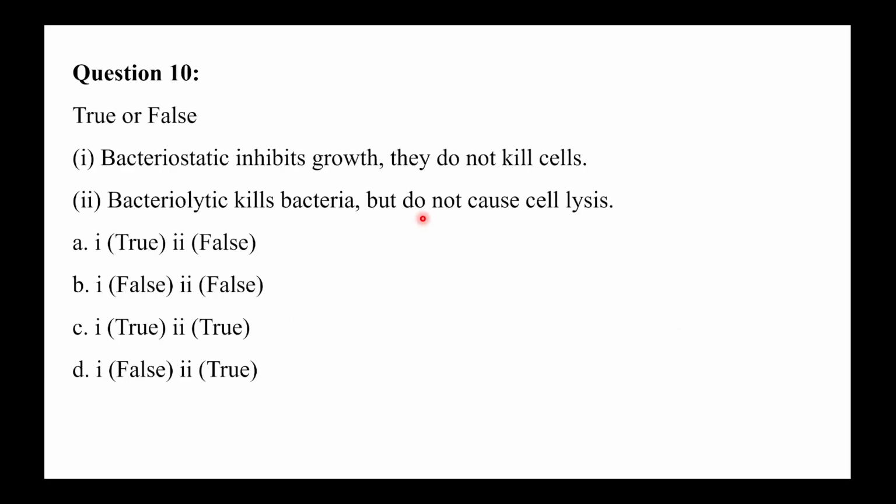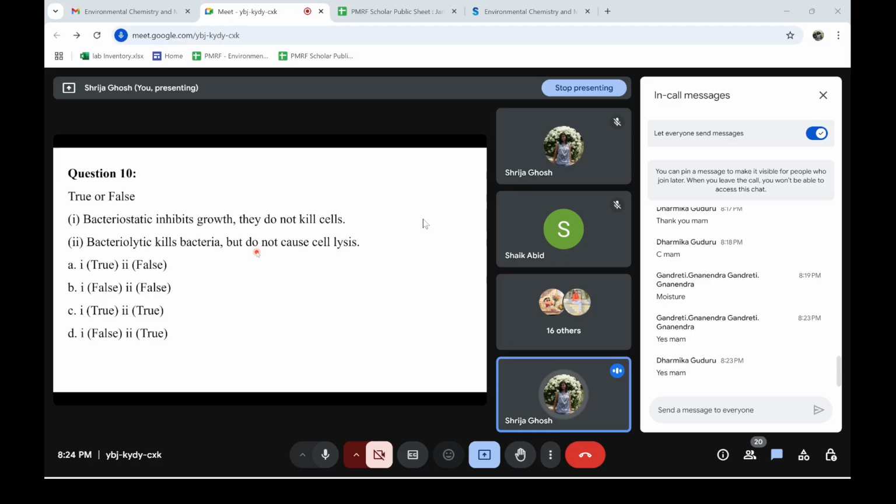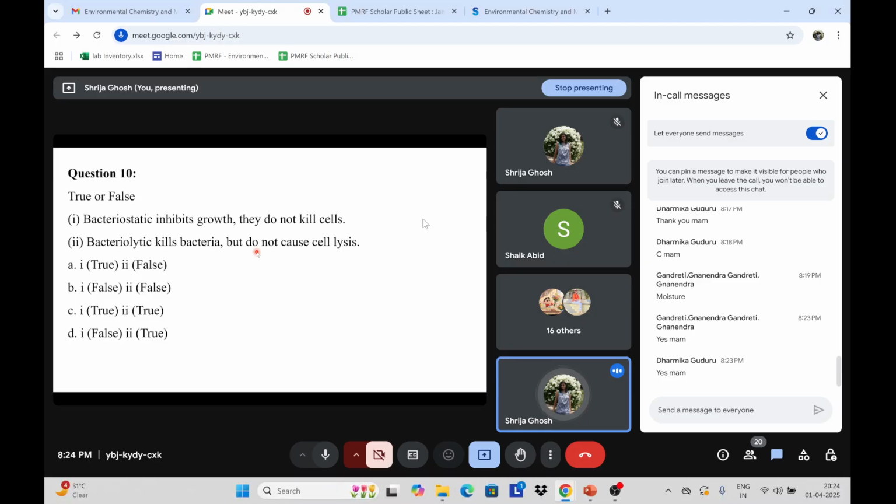Moving on to the next question then. Again, a true or false question. So there are two statements. First statement is bacteriostatic inhibits growth. They do not kill cells. And second statement is bacteriolytic kills bacteria but do not cause cell lysis. So what do you think? The first statement and the second statement, whether they are true or false?